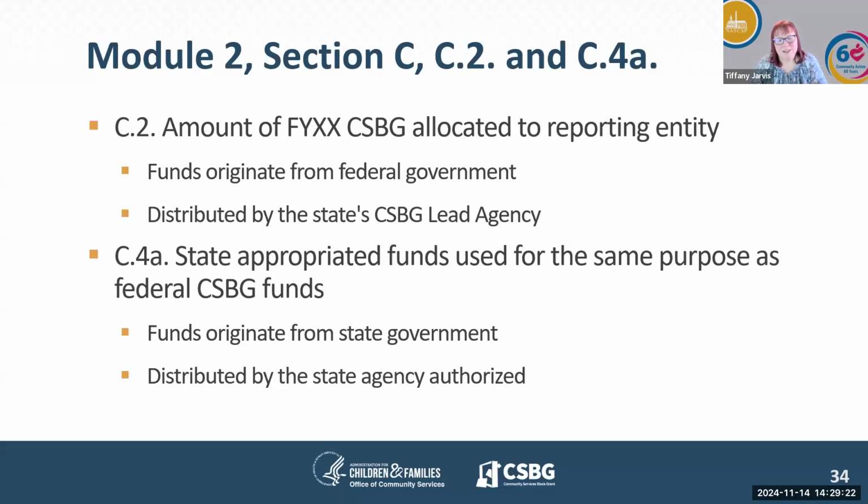C4A, on the other hand, is asking for state appropriated funds for the same purpose as federal CSBG funds. From the CSBG Annual Report Instructions Manual, this is defined as funds that were appropriated by the state legislature to be used in line with the federal criteria for CSBG. We just ask that you keep this definition in mind when determining if C4A is the appropriate data point to use or if these funds would be best captured elsewhere. Next slide, please.